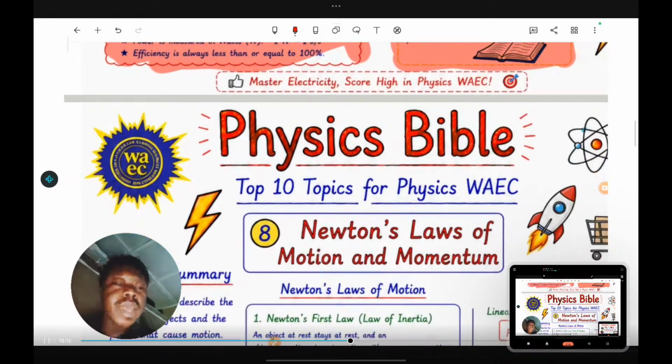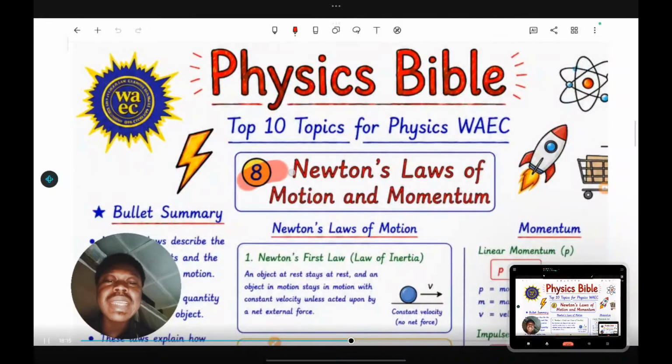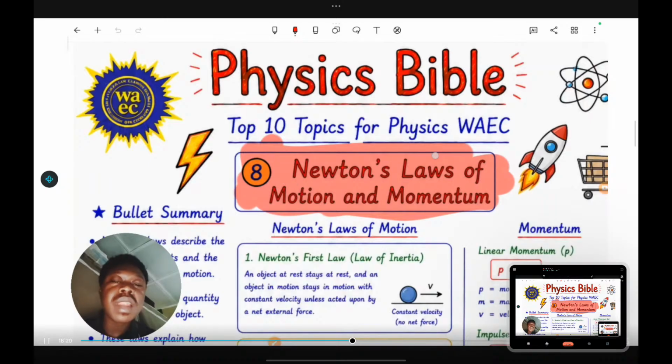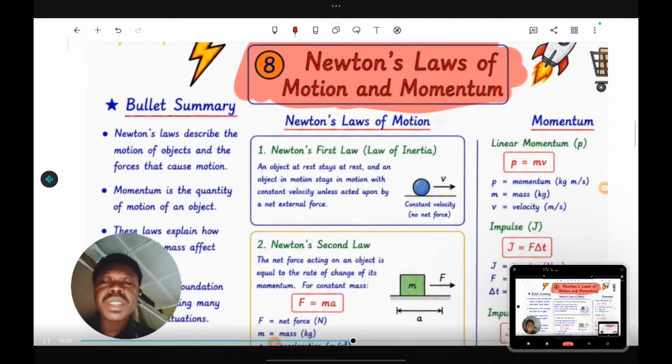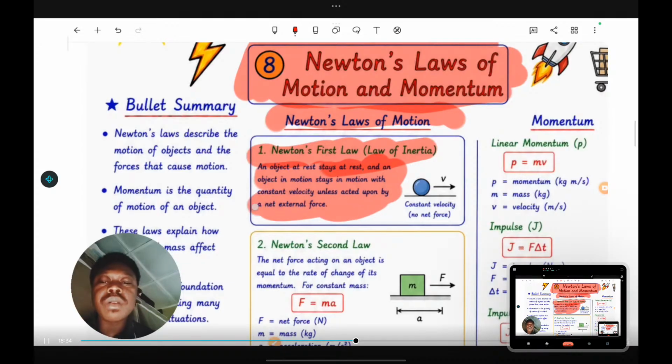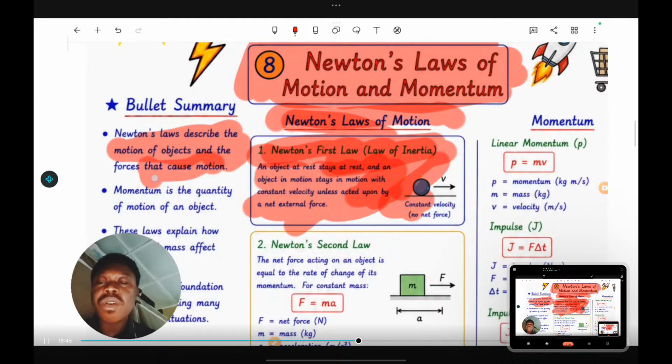Now we go to the number 8 topic. Number 8 topic is Newton's laws of motion and momentum. This is a topic that you would expect questions from. Newton's first law states that an object at rest stays at rest and an object in motion will stay in motion with constant velocity unless acted upon by an external force. This law is also called the law of inertia. So Newton's laws describe the motion of objects and the forces that cause them. That is the simple explanation of Newton's law.